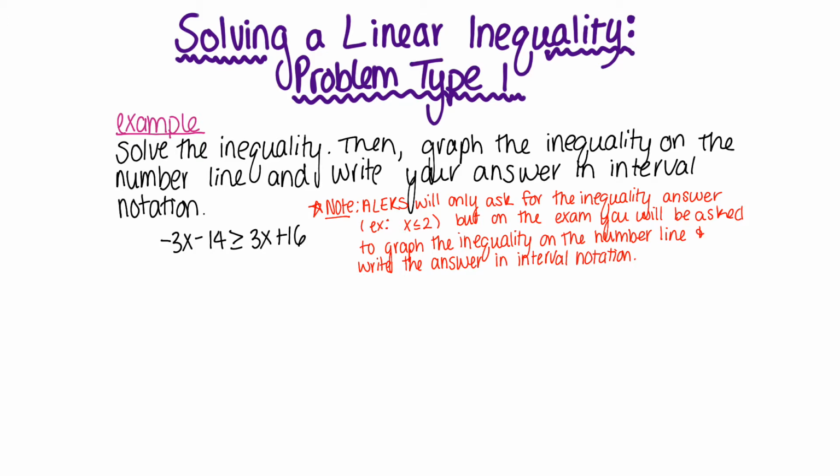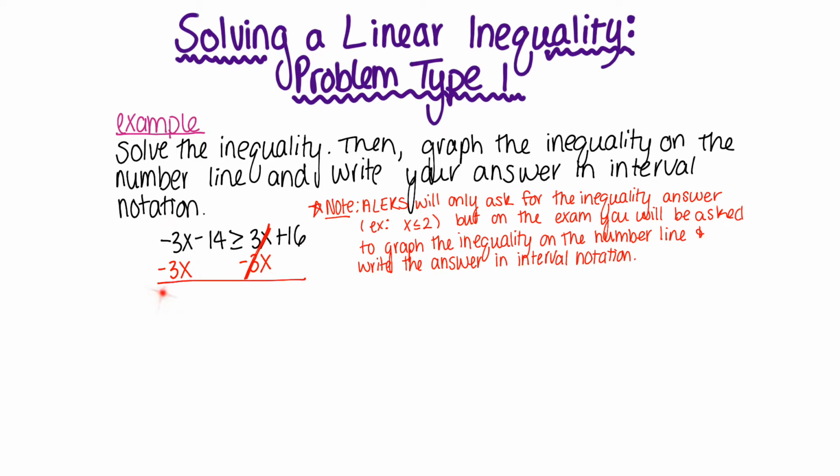This might be the first time you've seen variables on both sides of an inequality, but we're really just doing the same thing that you would have done when you solved equations back on test 1 material. So we have negative 3x minus 14 is greater than or equal to 3x plus 16. I personally like to put my variables on the left-hand side. So I'm going to subtract 3x on both sides. That will get rid of this x over here.